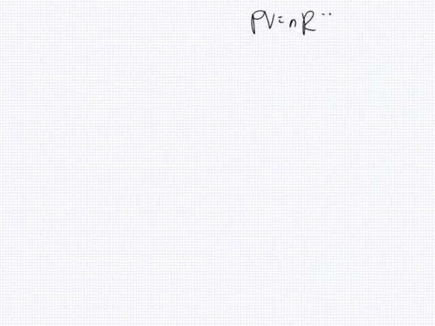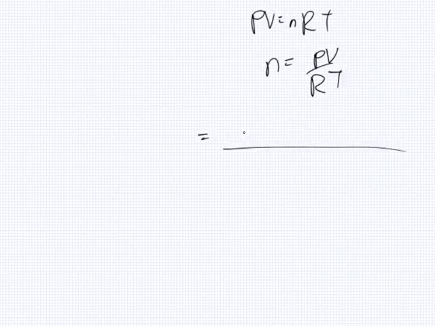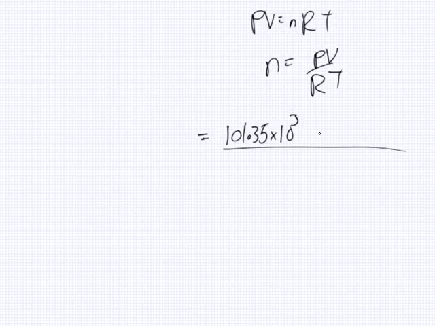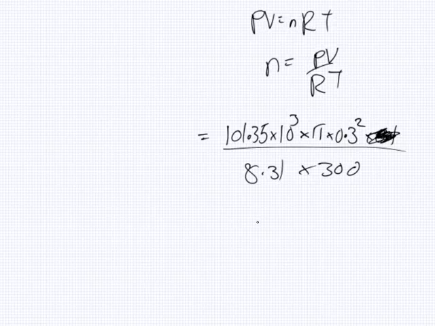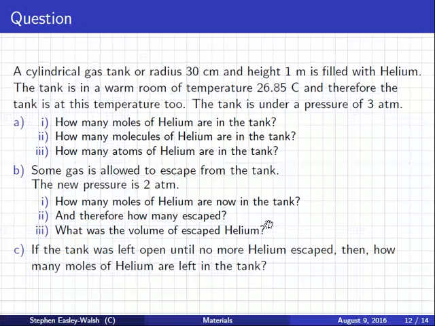PV equals nRT, so n equals PV over RT. This time the P is 1 atmosphere. The volume is pi r squared h. R is 8.31, times 300 for the temperature. This number should, of course, be smaller than the previous number of how much was left.